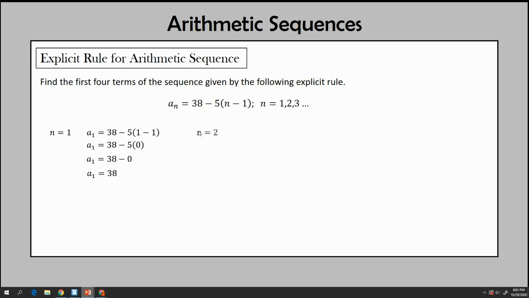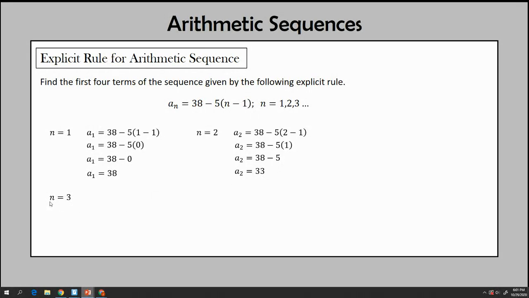Let's find the second term of the sequence. To find the second term, I'm going to put 2 into this formula. So a sub 2, the second term of the arithmetic sequence, is 38 minus 5 times 2 minus 1. Again, in place of my n's, I'm putting 2 there, and I'm putting 2 in place of the n in parentheses. So 38 minus 5 times 1, 38 minus 5, the second term is 33.